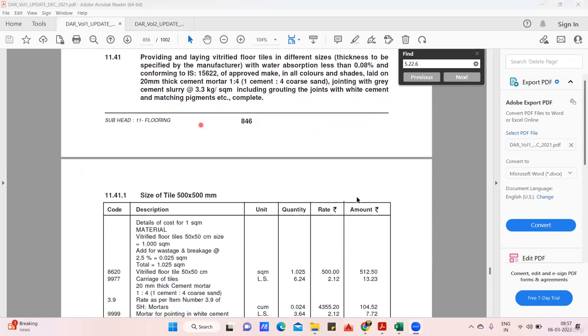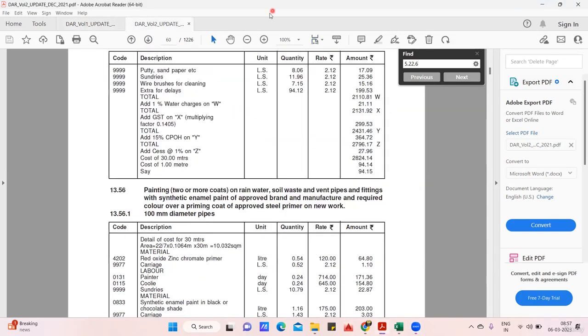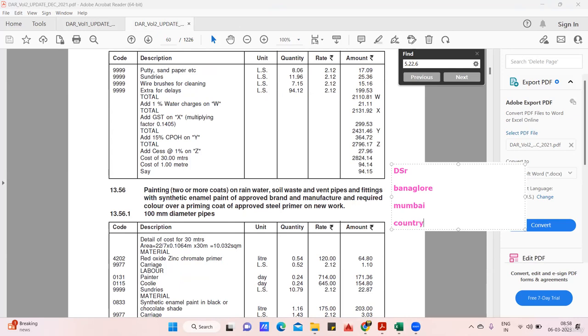I have attached the different BOQ also, and right now I have spoken only regarding the DSR, that is Delhi Schedule of Rates. So one assignment you can do: check the DSR in your place. If you are from India, in whichever state, suppose Bangalore, you check Bangalore. If you are from Mumbai, check Mumbai. If you're from a different country, go to your government websites and check the DSR. Every country, every state, every city has its own DSR. Go and download it. Check what the rate is in your place.